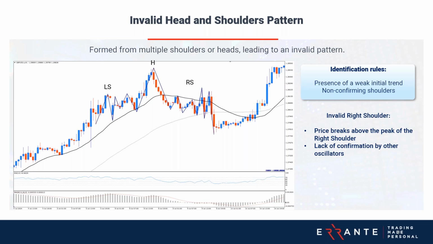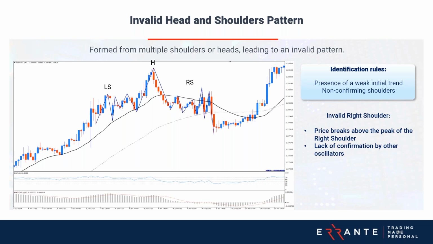Now it's important to distinguish between an invalid pattern and a less reliable one, because they're totally different. A less reliable head and shoulders pattern may still show the classic structure with weaker confirmation signals, such as lower volume on the breakout, less pronounced shoulders, or a weaker initial trend. In contrast, an invalid pattern fails to meet the fundamental criteria of a head and shoulders pattern, such as the integrity of the neckline or the failure of the right shoulder.